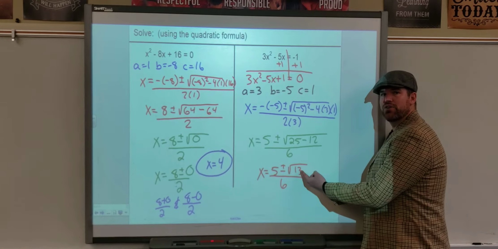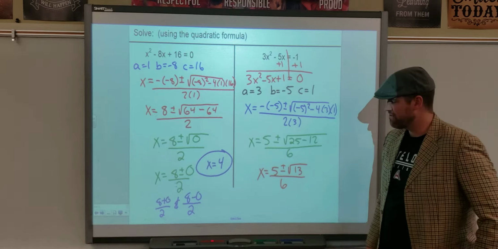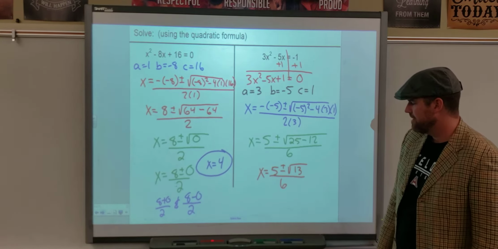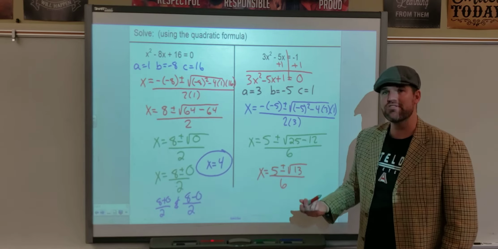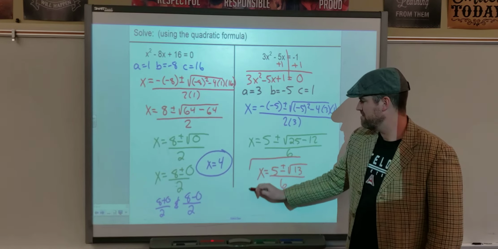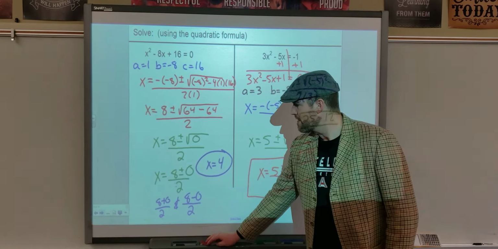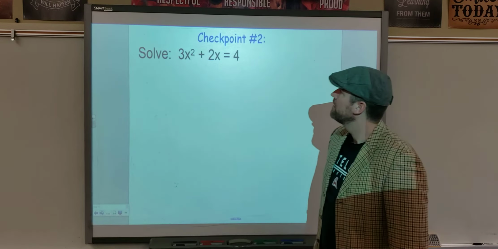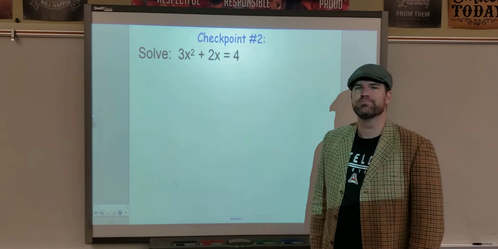Try to simplify the square root of 13. We can't, so we leave it as square root of 13. I look for my Dorito chip, but this is a 1 right here, so we can't reduce it at all. So this is our final solution. All right, checkpoint. Go ahead and give this one a shot. Let's see how you do.